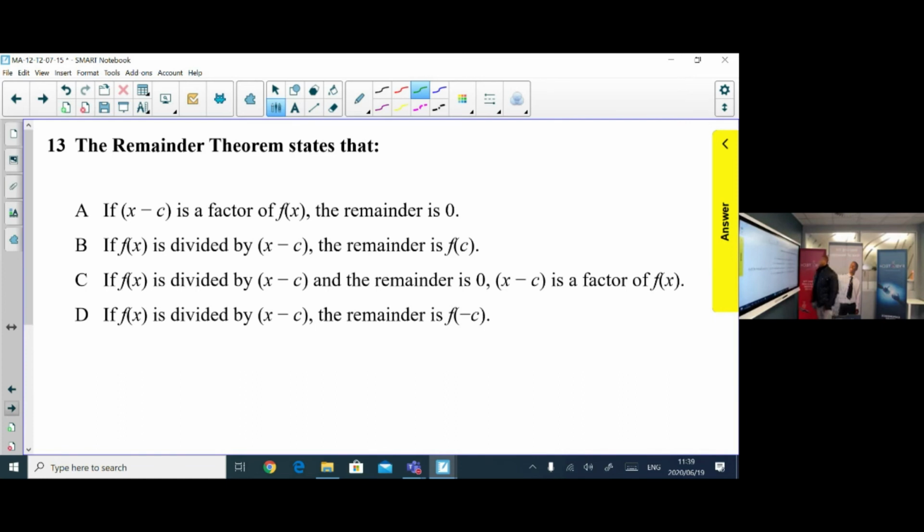Or is it saying that if f of x is divided by x minus c, then the remainder is 0 and x minus c is a factor of f of x? Okay, so if the remainder is 0, then x minus c is a factor of f of x. Or does it say that if f of x is divided by x minus c, the remainder is f of negative c?